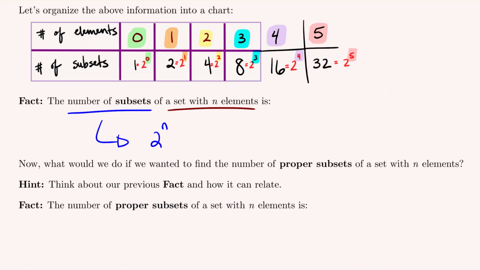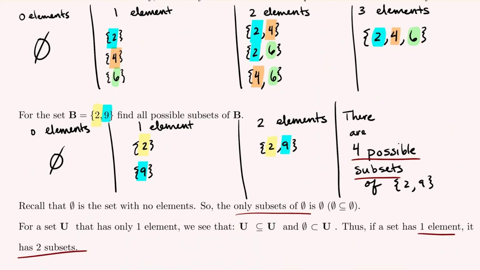Now let's take this one step further. This is the formula to find all possible numbers of subsets given the size of the original set. How many proper subsets would there then be? Well, think about what is the definition of proper subset. It's a regular subset that's not equal to the original. So let's look back at our previous examples.